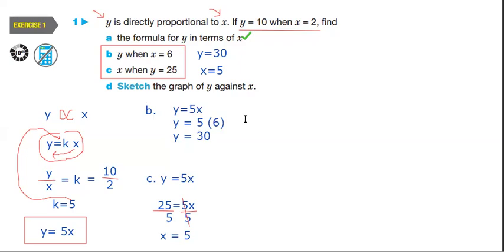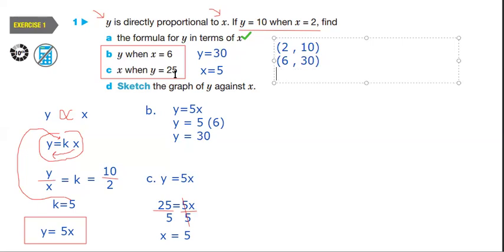Now first, let's write the points that we know. The first one, x is 2, y is 10. This means the first coordinate is, very good, we always write the x first and then the y. So the first one is 2 and 10. Second one here, x is 6, y is 30. So this means we write 6 and then 30. And this is the second coordinate.